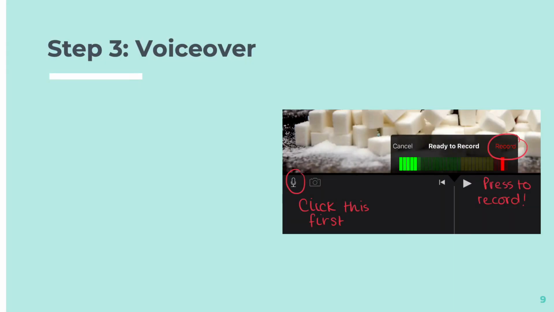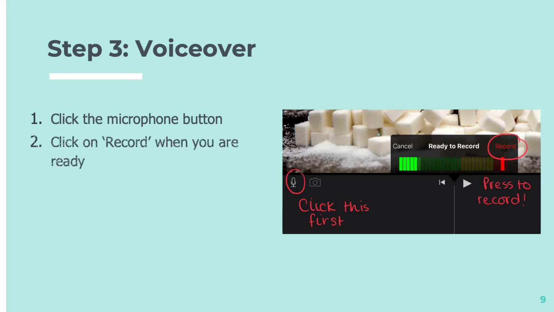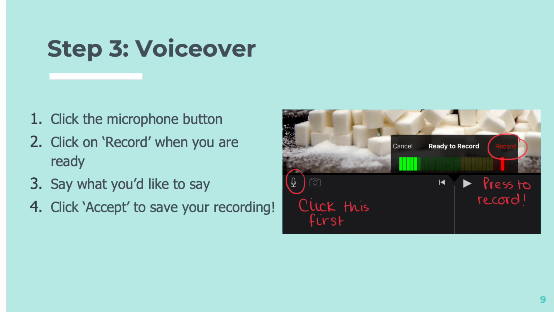Okay, on to voiceovers. Voiceovers are a really important part of your clip, so I'd really like you to try and include at least a little bit of voiceover in your advert if you can. How to do that is that first of all you click on the microphone button. It's sort of over to the left hand side, you'll see in the image, so click that first. Then click on record when you're ready. Say what you'd like to say, and then click on accept to save your recording.